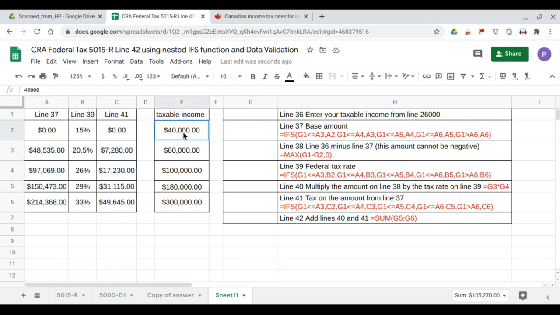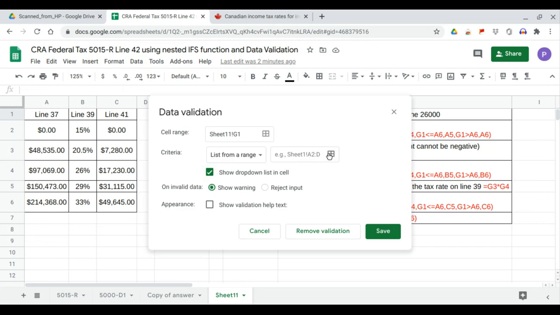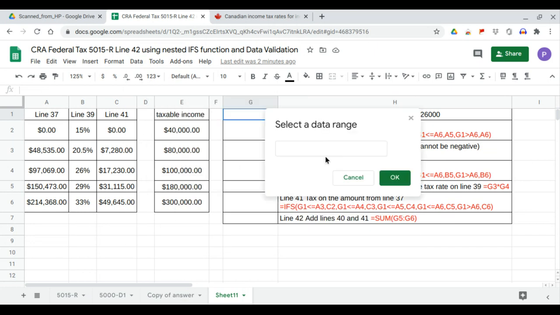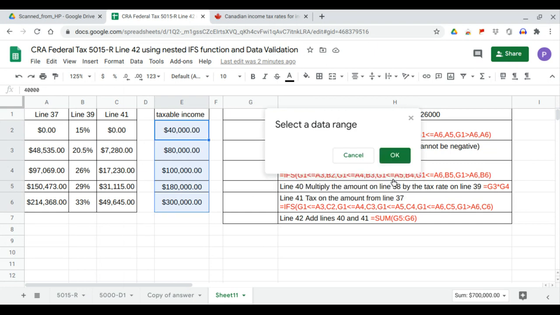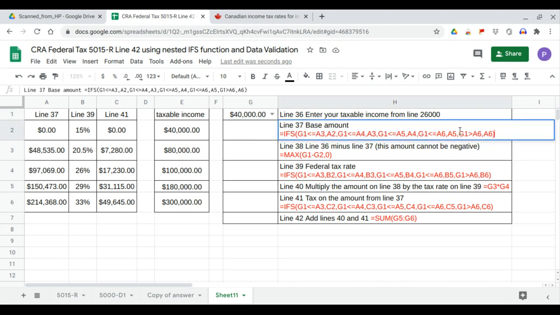Now we will use these sample values for line 36. So we enter in line 36 data validation, and the range from 40,000 to 300,000, and save. So these are the values of line 36 from 40,000 to 300,000. We start with 40,000.